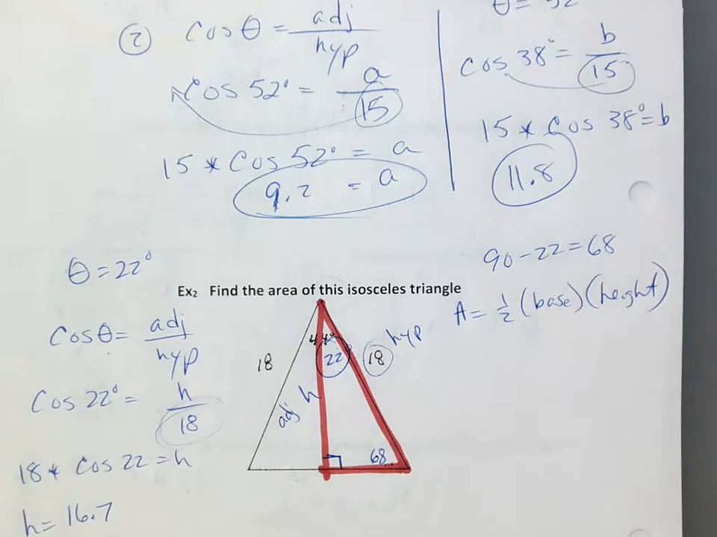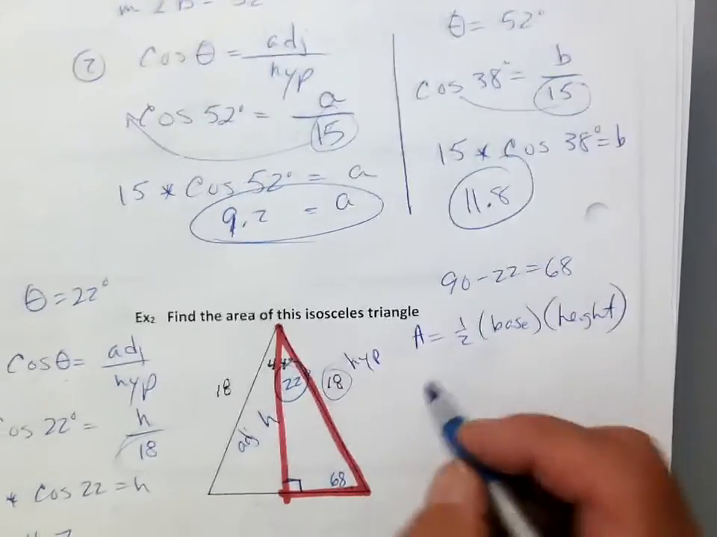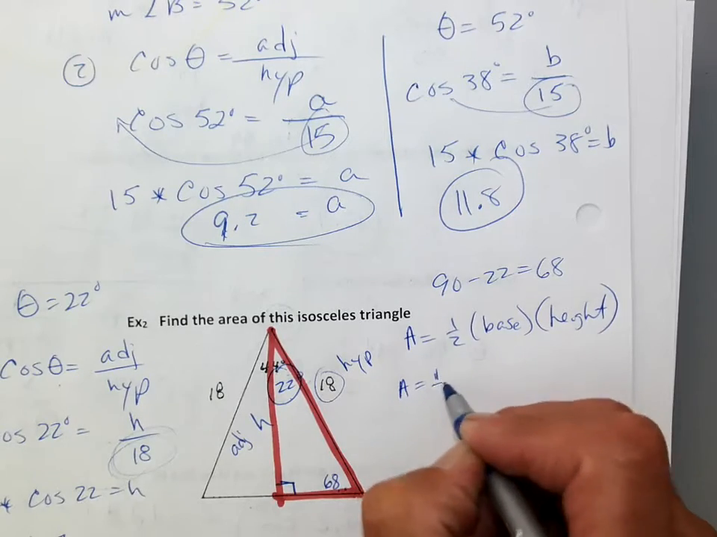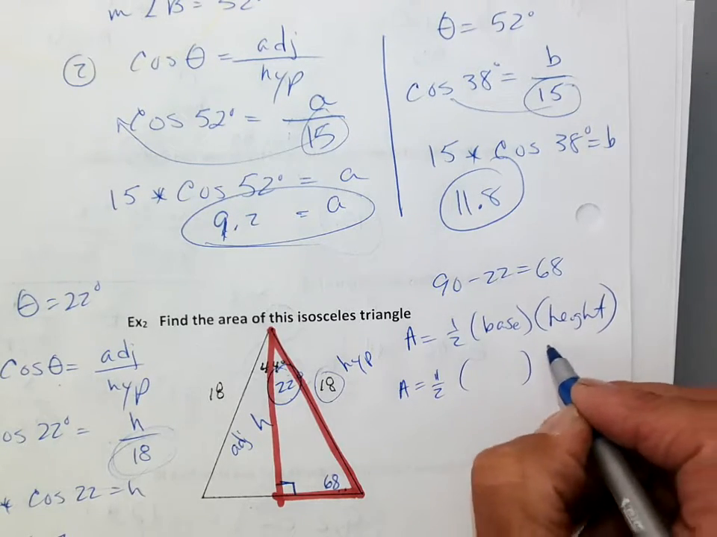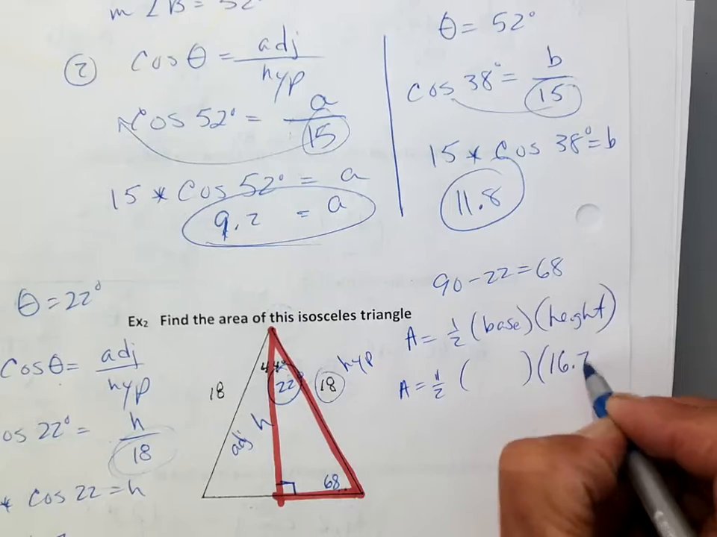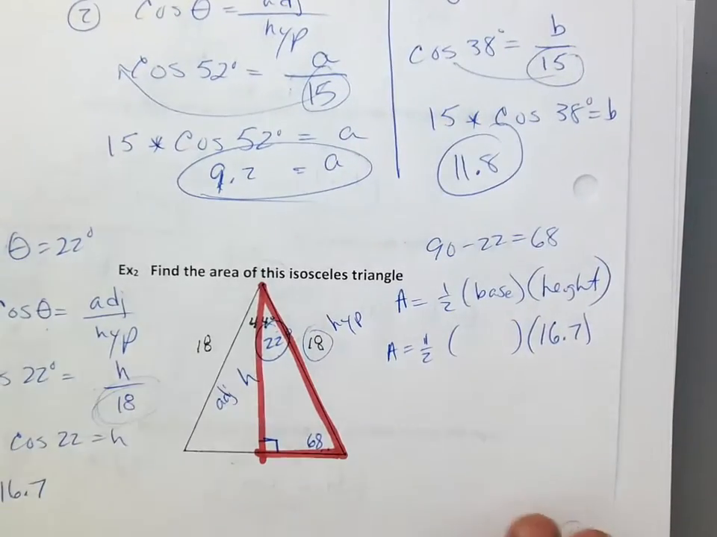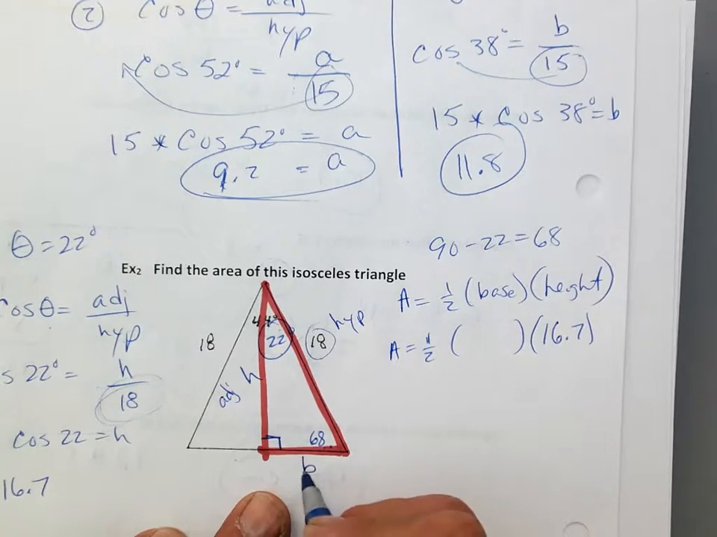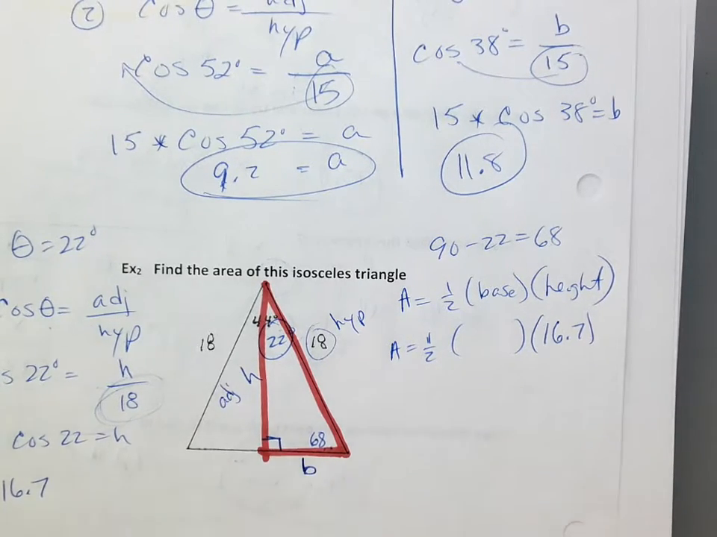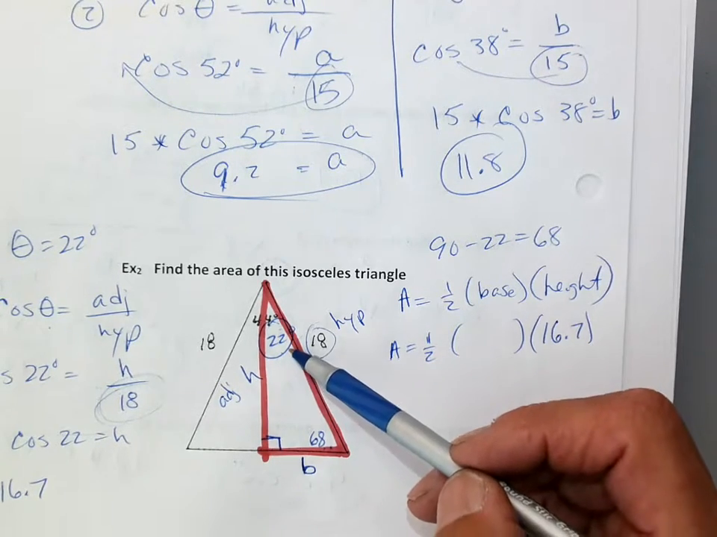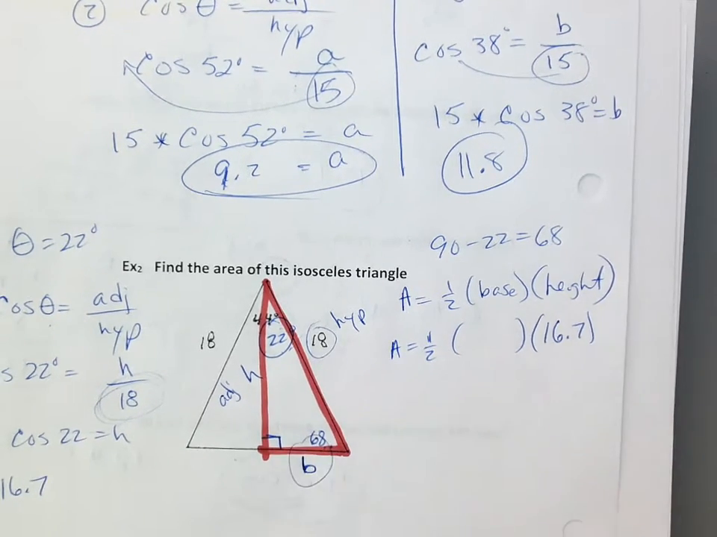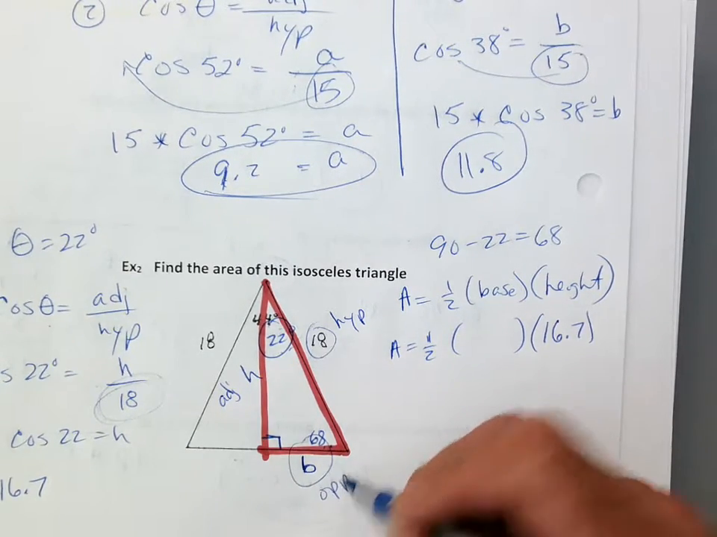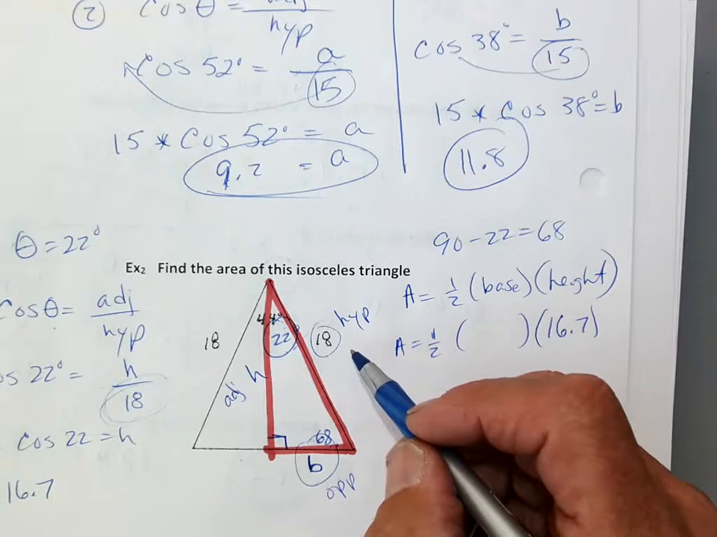All right, now in my formula, area is equal to 1/2, I don't know the base yet, but I know the height, 16.7. So let's find the base. Let's call this b for base. Let's go along the 22 degrees, which is fine. So the b is the opposite. You agree with that? The b is the opposite, and the 18 is the hypotenuse.